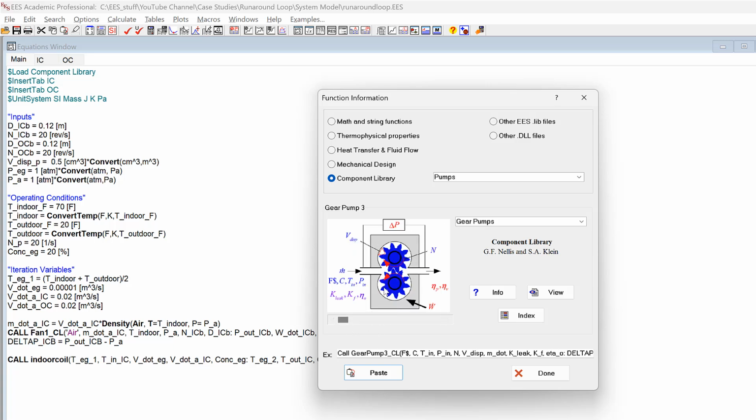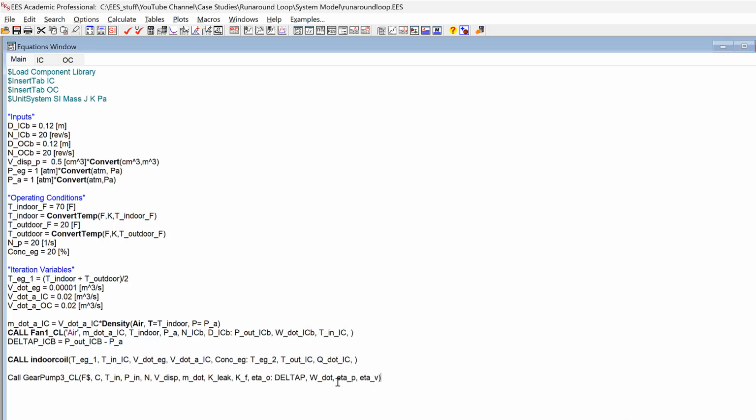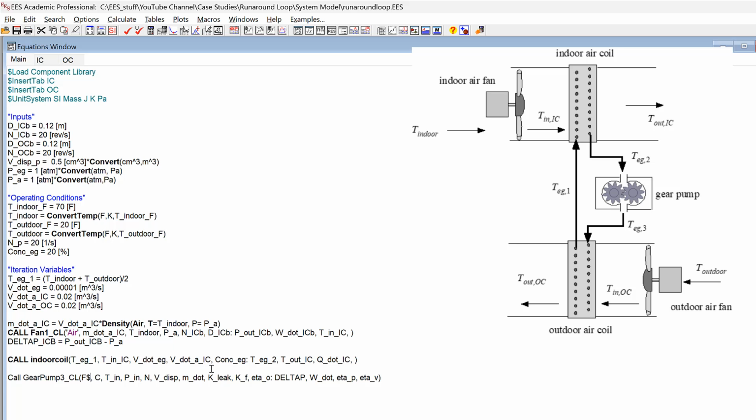The other is more generic, where you can either put in these performance parameters or just use sort of reasonable values. So I'm going to use this one. And if you read the information, it'll tell you that if you don't want to specify these parameters, you just put in negative numbers. So call gear pump.